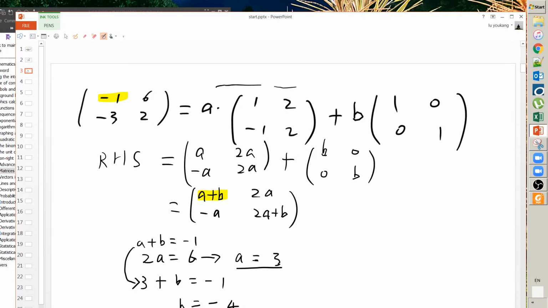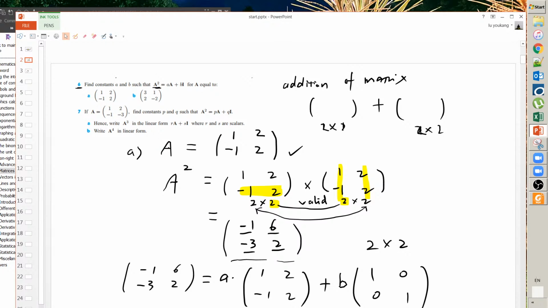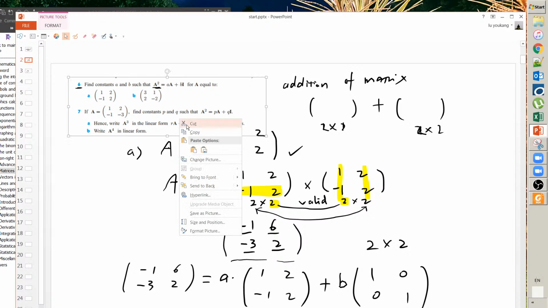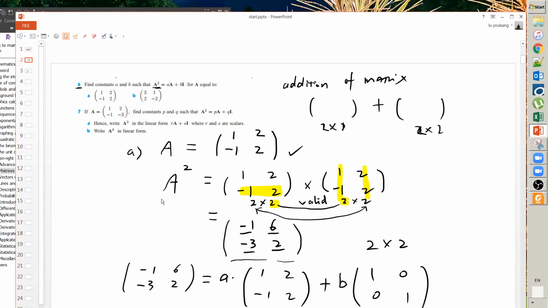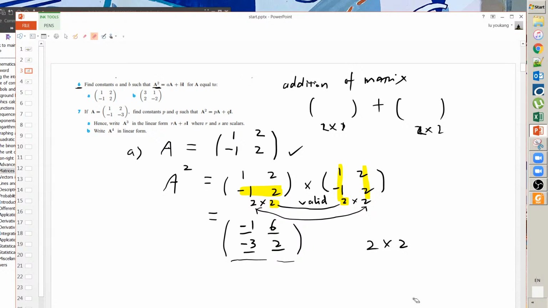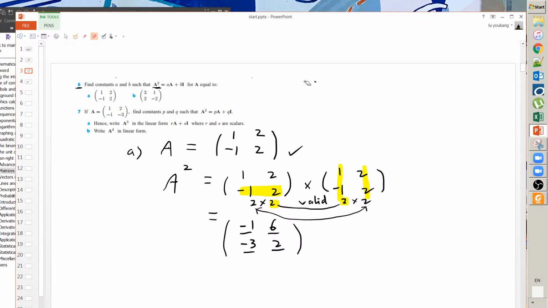Now let me pass the question part B to you. You can make use of my A squared here, so you don't have to do the A squared part. I will pass part B to you. Can you do it on a piece of paper? So part B.